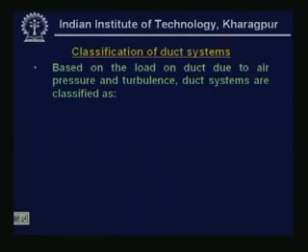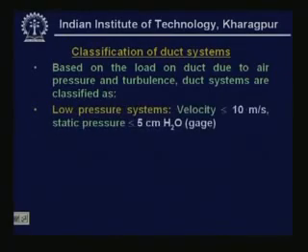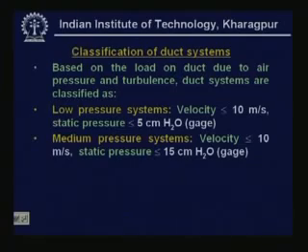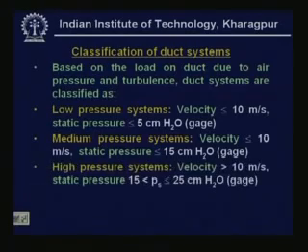Based on the load on duct due to air pressure and turbulence, duct systems are classified as low pressure systems wherein the air velocity is less than or equal to 10 meter per second and the static pressure is less than or equal to 5 centimeters of water column. These systems are known as low pressure systems. Then you have medium pressure systems where the velocity is still less than or equal to 10 meter per second, but the static pressure is between 5 centimeter to 15 centimeter of water. Then finally you have high pressure systems where the velocity is greater than 10 meter per second and the static pressure is between 15 to 25 centimeters of water column. Okay, so this is how normally the air conditioning systems are classified.